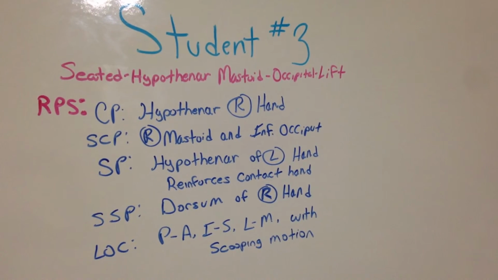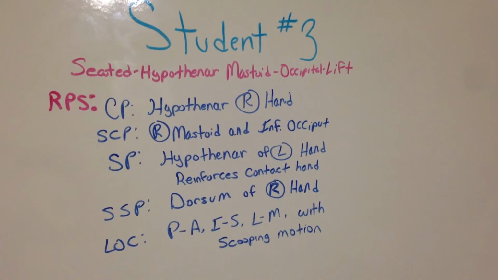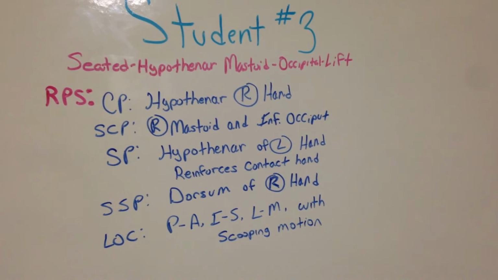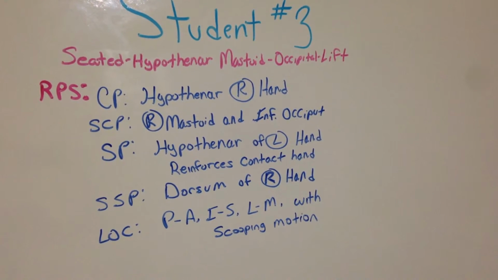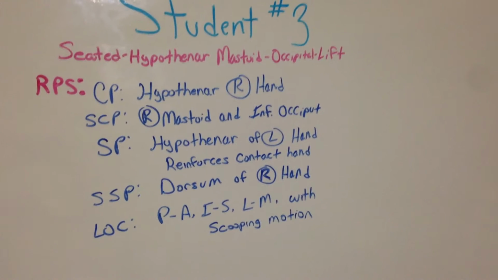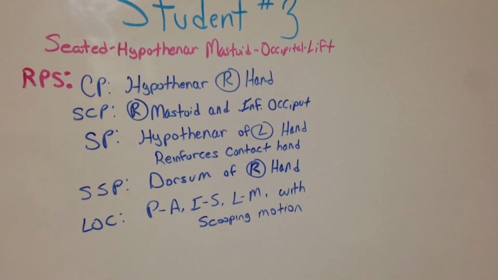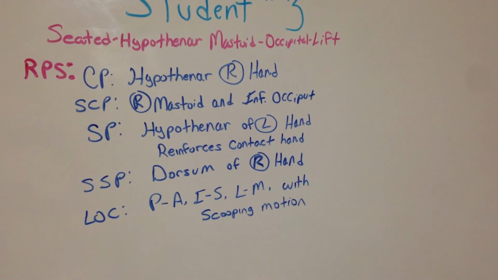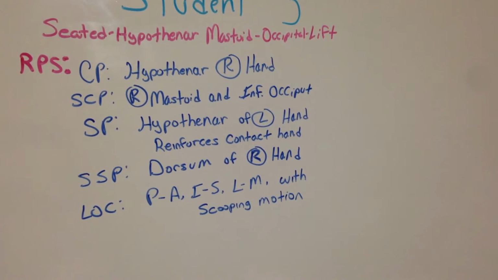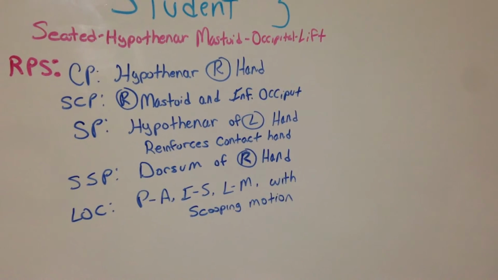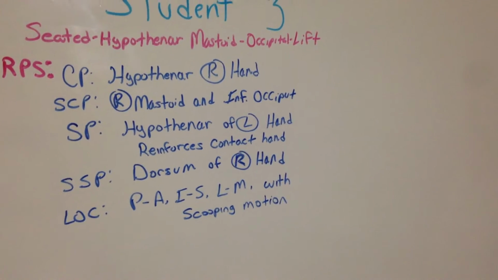Seated hypothenar mastoid occipital lift, RPS. Contact point is hypothenar of the right hand. Segmental contact point is right mastoid and inferior occiput. Stabilization point is the hypothenar of the left hand, reinforcing the contact hand. Segmental stabilization point is dorsum of the right hand. Line of correction is P to A, I to S, L to M, with a scooping motion.